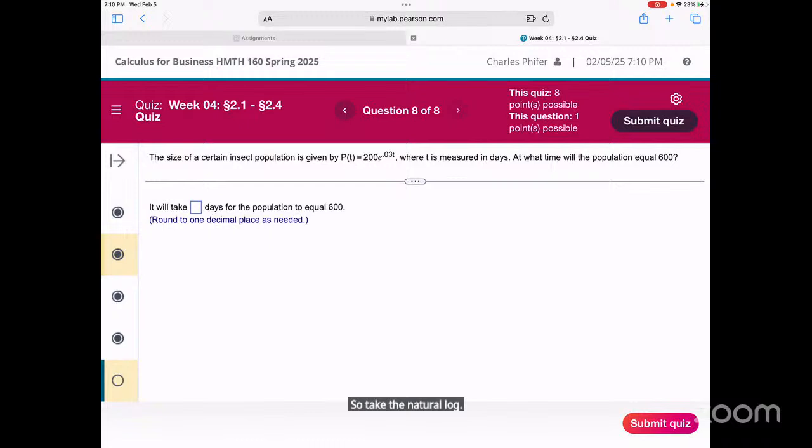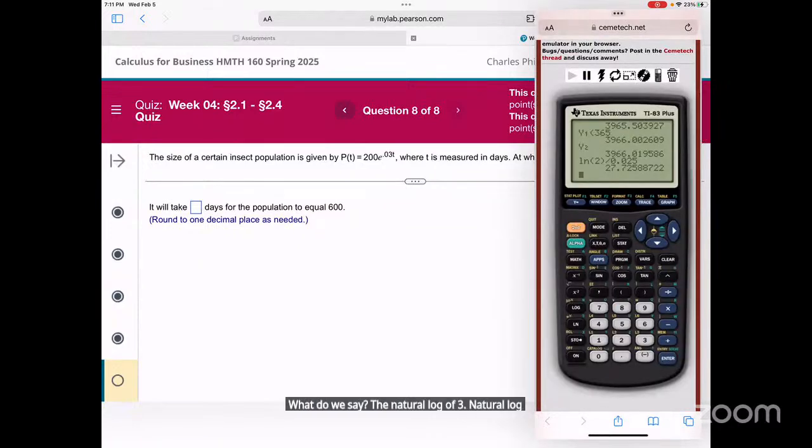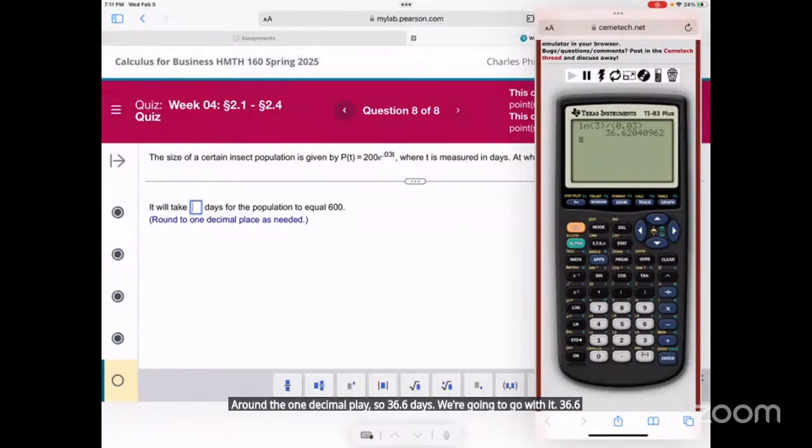Okay. So then it should be the natural log of 3 divided by 0.03. Let's see if that works. So this is like our Hail Mary. The natural log of 3 divided by 0.03. Again, I'm just trying to do a speed run, trying to get you guys out of here. Round to 1 decimal place, so 36.6 days. We're gonna go with it. 36.6 days.